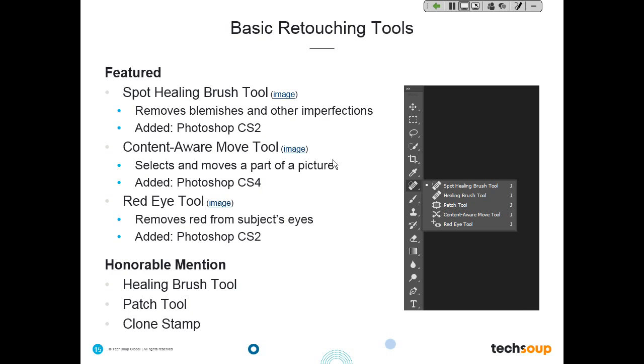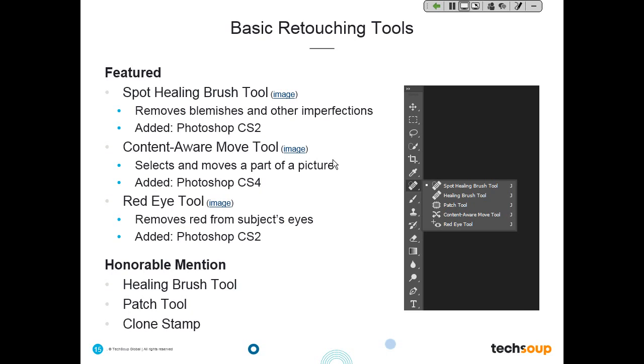Now, these are in the latest version, but these are not new to Photoshop by any means. The Spot Healing Brush dates back to Creative Suite 2. Content Aware Move dates back to Creative Suite 4, and the Red Eye Tool is also as far back as Creative Suite 2. Some honorable mentions at the bottom are the Healing Brush, Patch Tool, and Clone Stamp. I won't be covering those today. In some cases they take a little more finesse, but the first three are really great for making those common and minor adjustments.